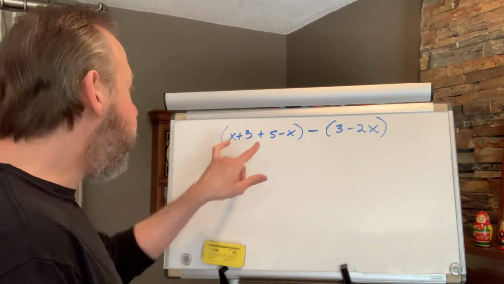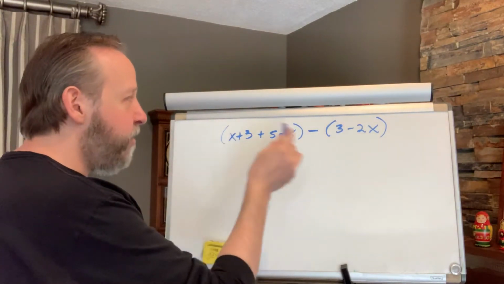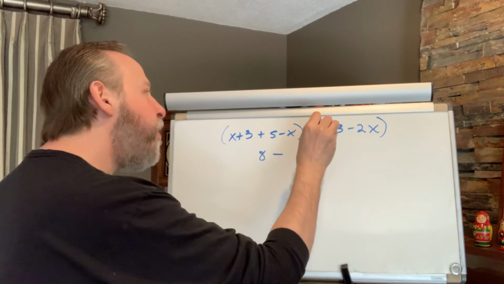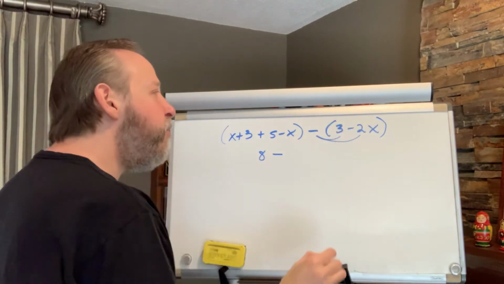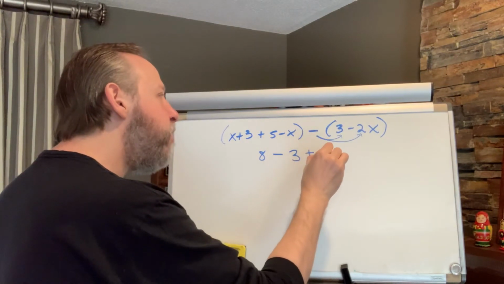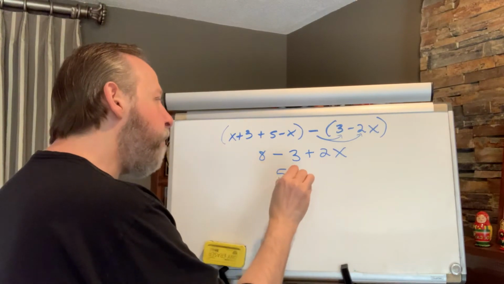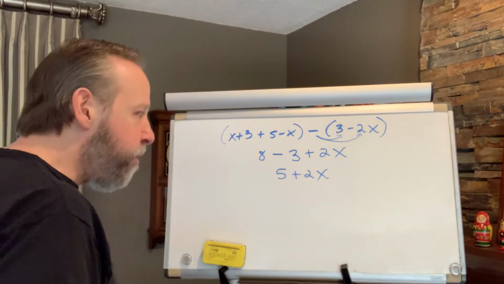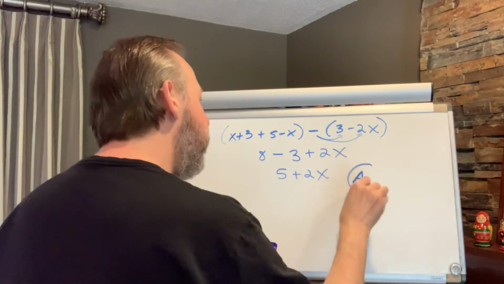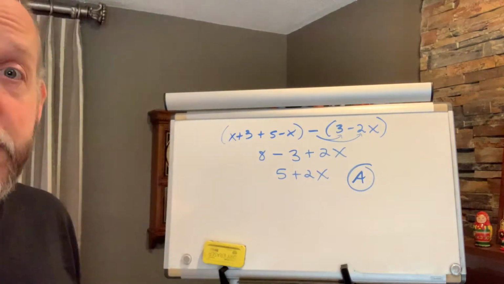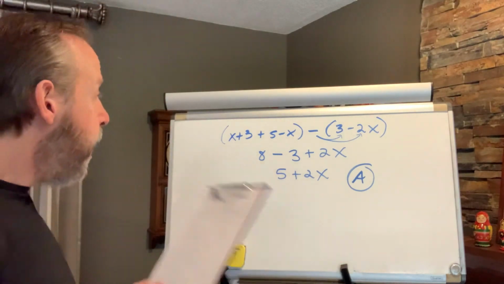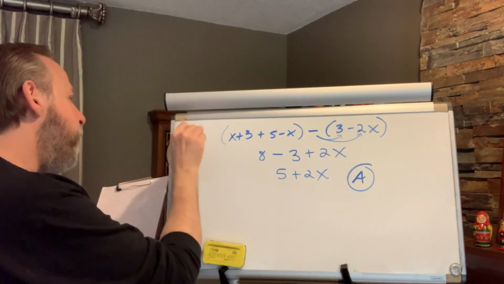All right, in the first set of parentheses, I have x and minus x, so that cancels, and 3 and 5 is 8. But I'm subtracting this quantity, which means I'm distributing that subtraction. So it's minus 3 plus 2x, which is 5 plus 2x, or 2x plus 5. The order doesn't matter, but the answer was 5 plus 2x, which is A. Okay? Any questions? Just let me know. And that was number 6.